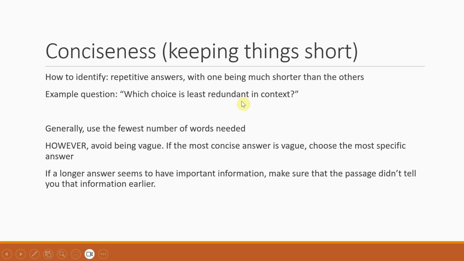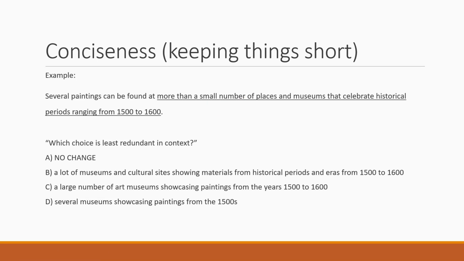So you still want to get rid of it. So let's look at an example. Several paintings can be found at more than a small number of places in museums that celebrate historical periods ranging from 1500 to 1600. That is a mouthful, so before I even get to the question, I can tell you this is a conciseness problem. And there we are, which choice is least redundant in context?